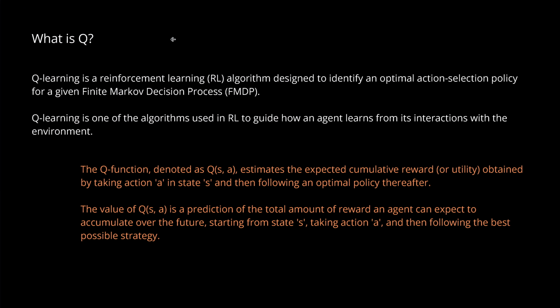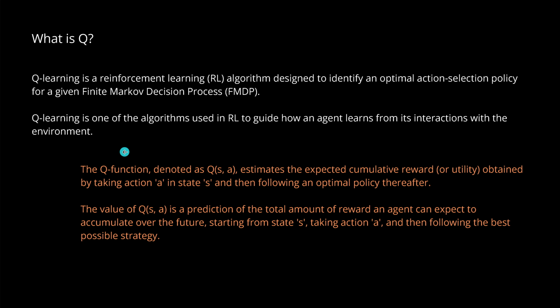Now, it is rather easy. Q is a reinforcement learning algorithm designed to identify optimal action selection policies for a given finite Markov decision process. So, Q-learning is simply one of the algorithms used in reinforcement learning to guide how an agent learns from an interaction in an environment where it can move around and gets feedback.